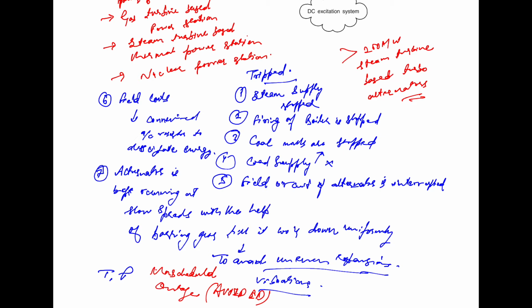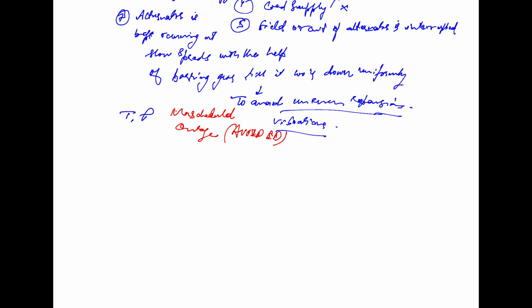So we have to keep in mind that modern large turbo alternators are a huge mass rotating at a very high speed of nearly 3000 RPM in a very small air gap.